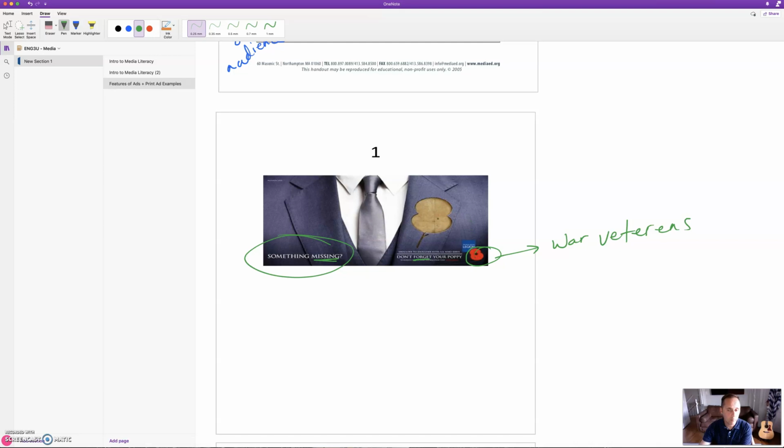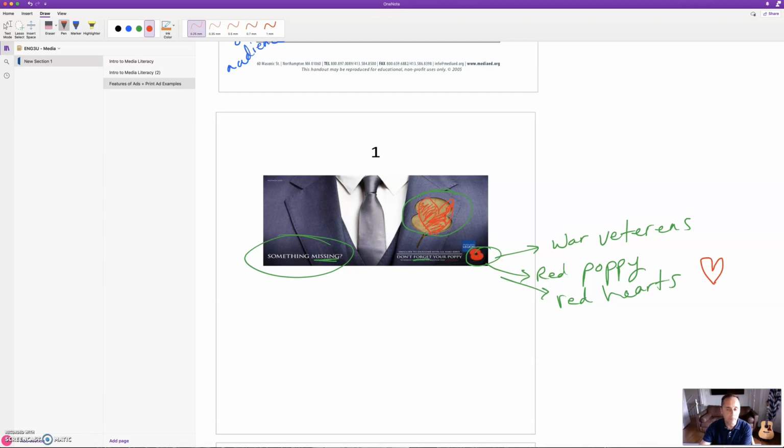And where do you normally wear that poppy? Well, you pin it above your heart. Okay, so we have red for the poppy. We have red for our hearts, which is where the poppy is located, right? Right here, right over your heart.